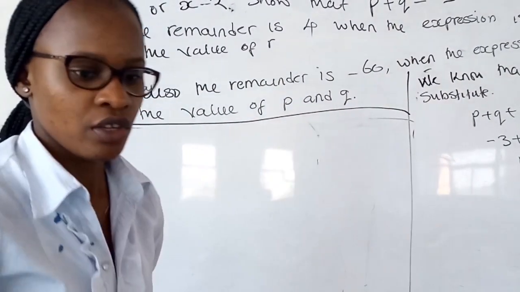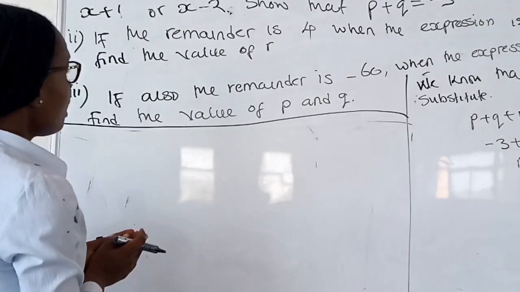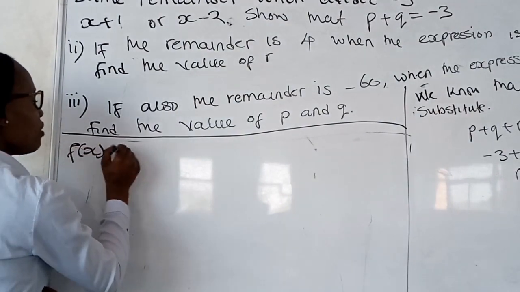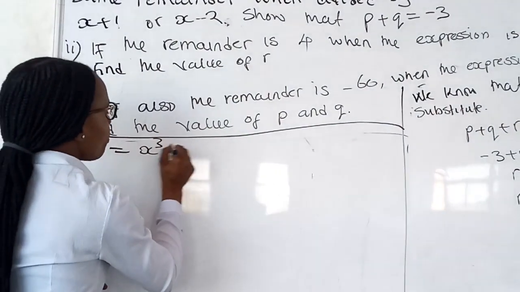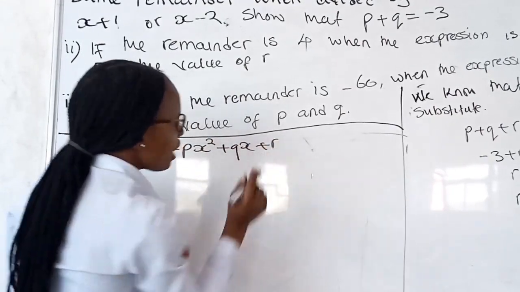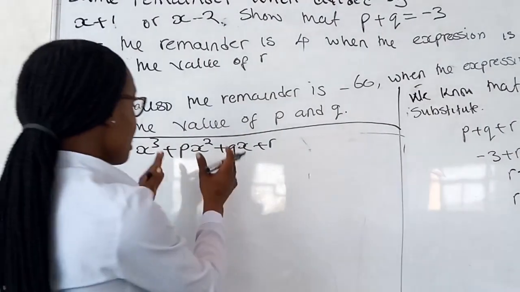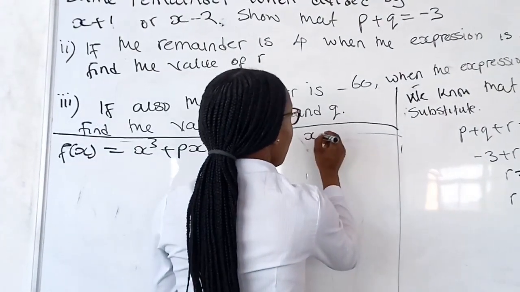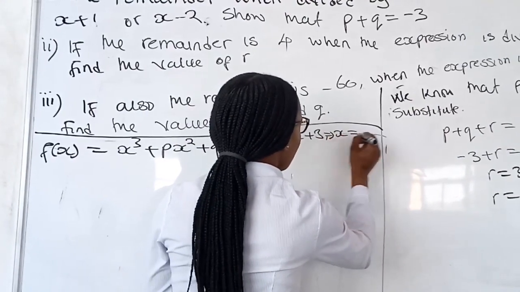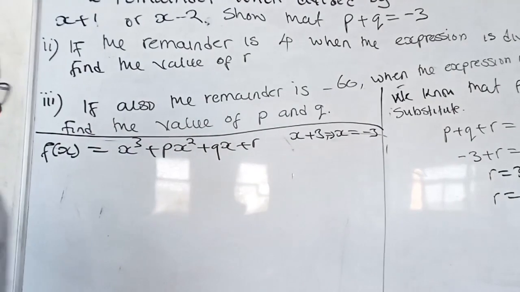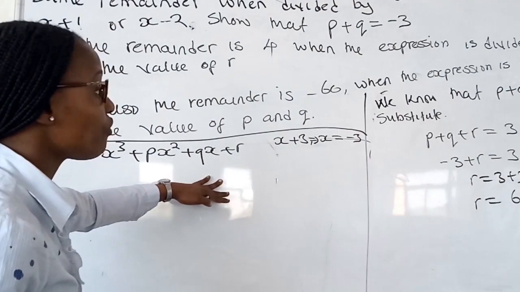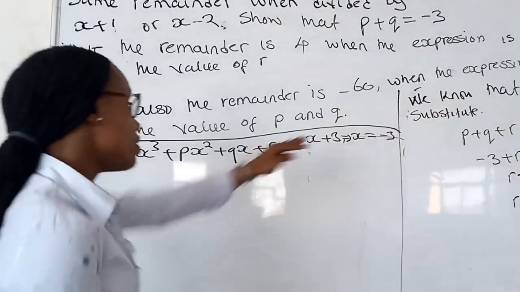Okay, so from what we've been given, the same function which we are talking about, which is f of x being equal to x to the power 3 plus px to the power 2 plus qx plus r. But this time we've been told that this function is now divided by x plus 3, which simply means that x is equal to negative 3. That is what we have. And we've been told that this has the remainder of negative 60, which is here.